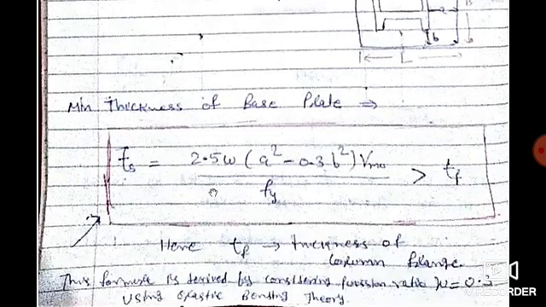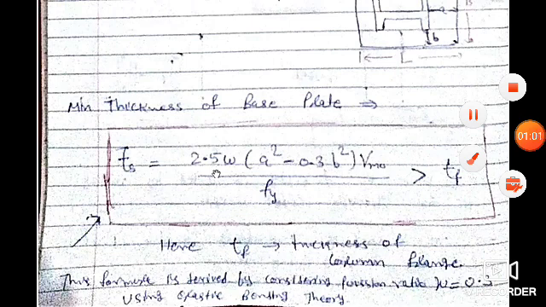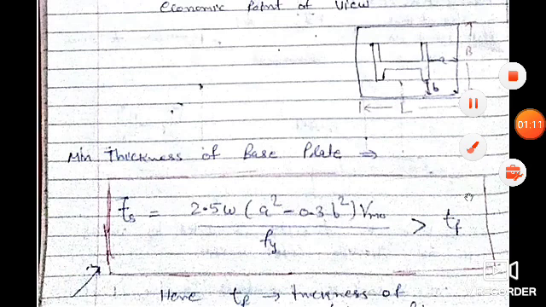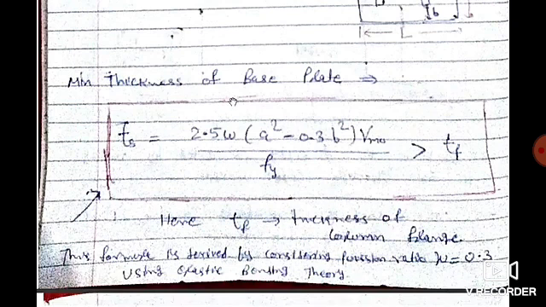The minimum thickness of base plate is ts equals 2.5 w in the bracket a square minus 0.3 b square, divided by gamma m0, divided by fy, which should be greater than the thickness of flange. Yeah, it should be greater than the thickness of flange. This is the flange, right? So the flange thickness we need to find out. It should be more than that.